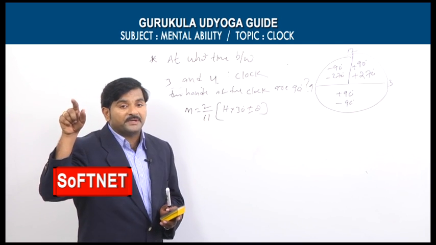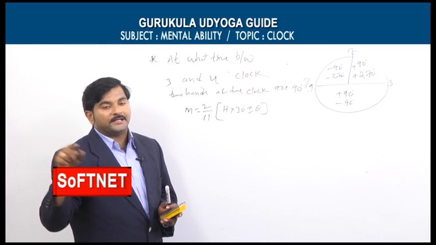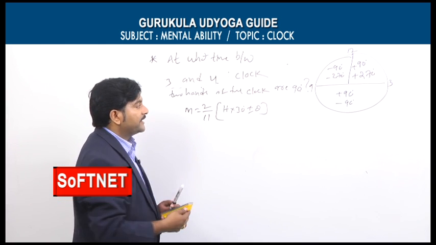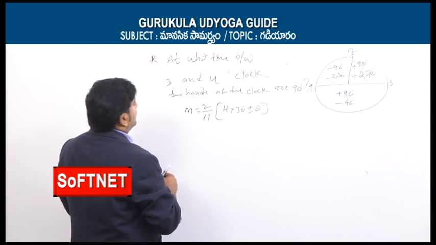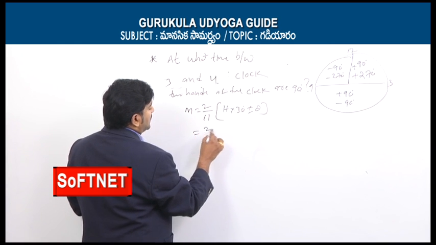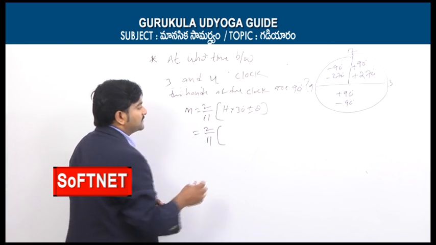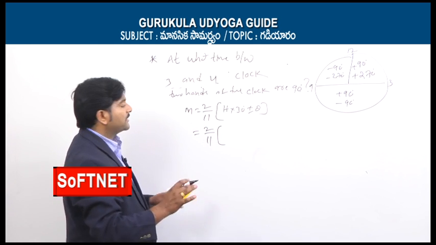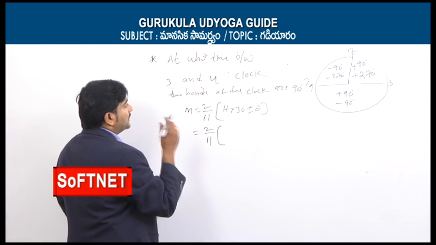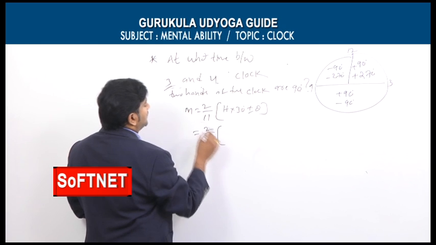If it is opposite, 12 to 6 is 180, 6 to 12 is minus 180. So just have a look. Now 3 and 4, the formula is again the same. I told you for the first 4 types we are going to use the same formula. M is equal to 2 by 11 into starting hour, which is 3.